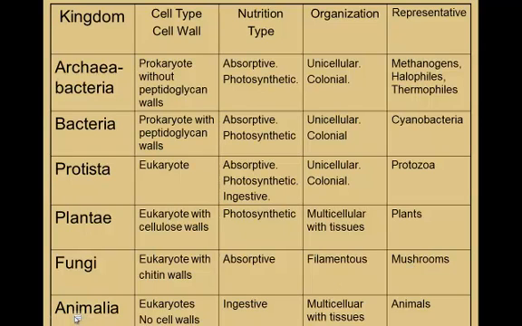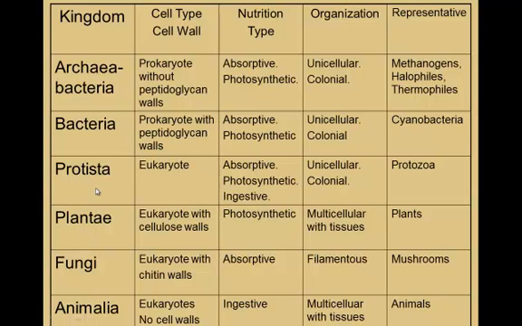A third kingdom in domain Eukarya is kingdom Animalia. This is a kingdom to which humans belong. These are eukaryotic organisms. They have nuclei in their cells, but there are no cell walls on the cells of animals. The nutrition of animals is ingestive. They eat parts or entire other organisms. This is how you eat. And the organization is that these are multicellular organisms with tissues. And you can think of all sorts of different animals. I'll think of my dog Jake here.